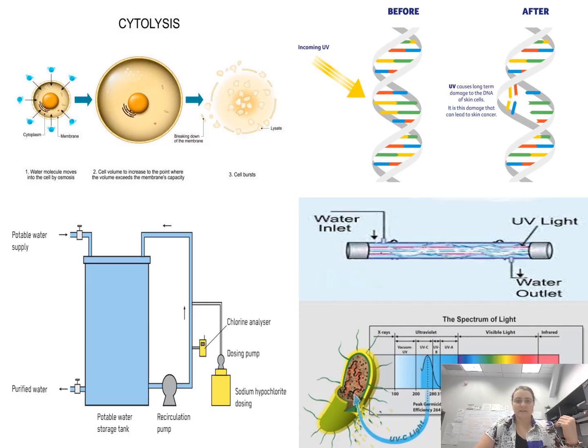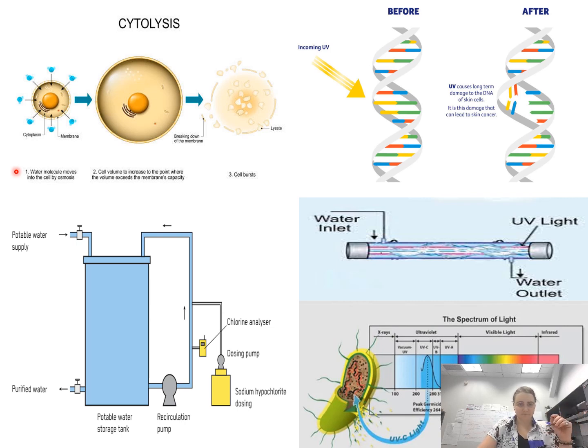So on this slide, these are just some pictures of how everything works. Let me grab my laser pointer. In that top left corner, this is what's called cytolysis. This is when the cell lyses and bursts open. This is demonstrating how, in this case, water comes into the cell, causes the cell to expand, and the cell bursts. The same thing can happen with a chemical. A chemical can come in and cause damage to the membrane of the cell and cause the cell to burst.